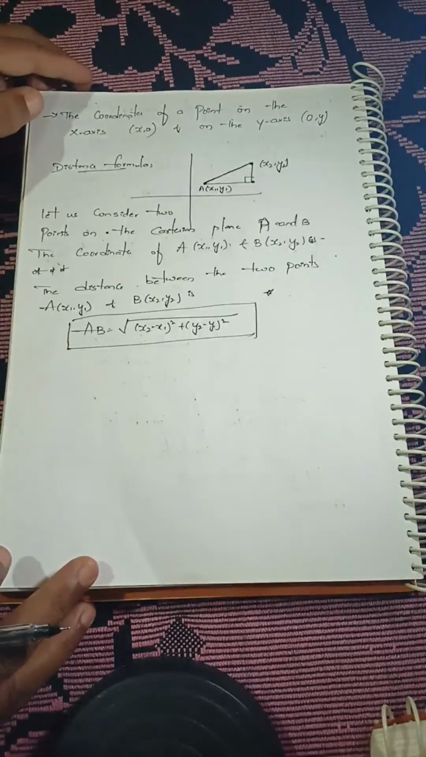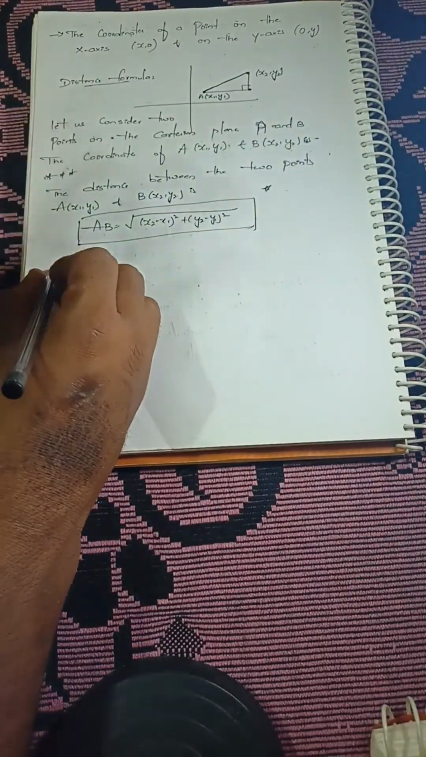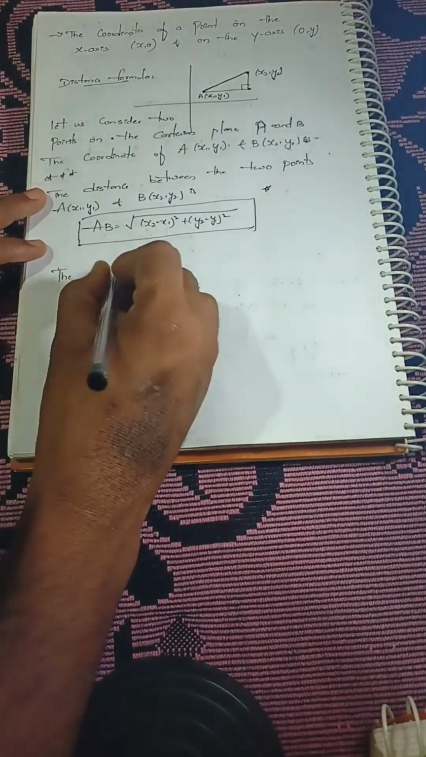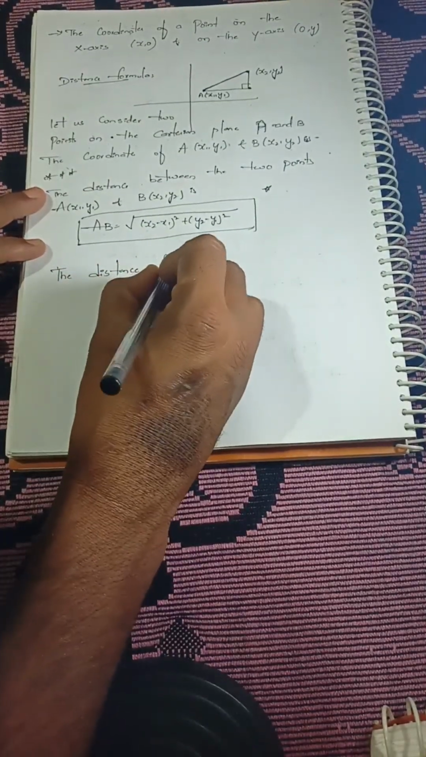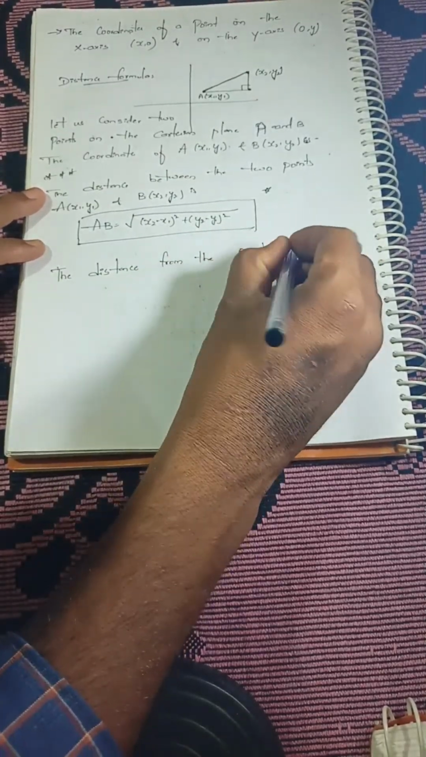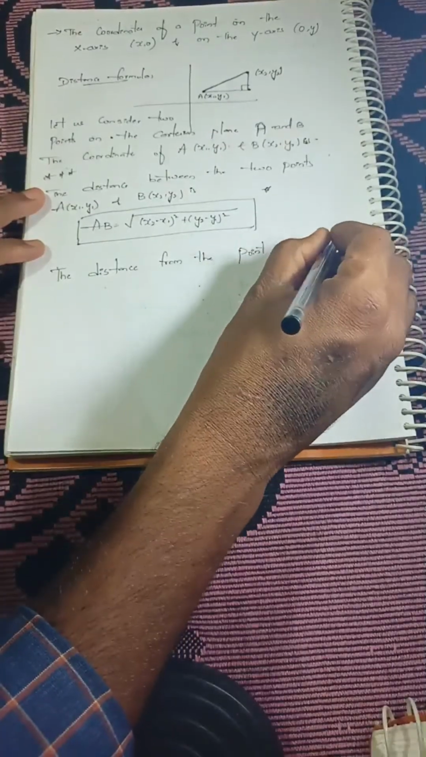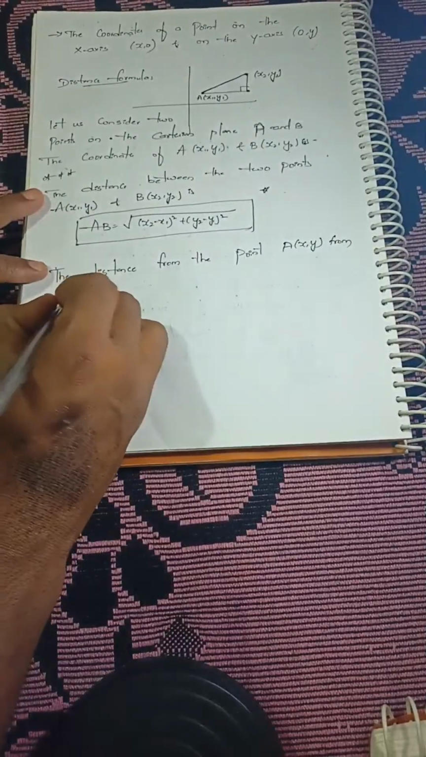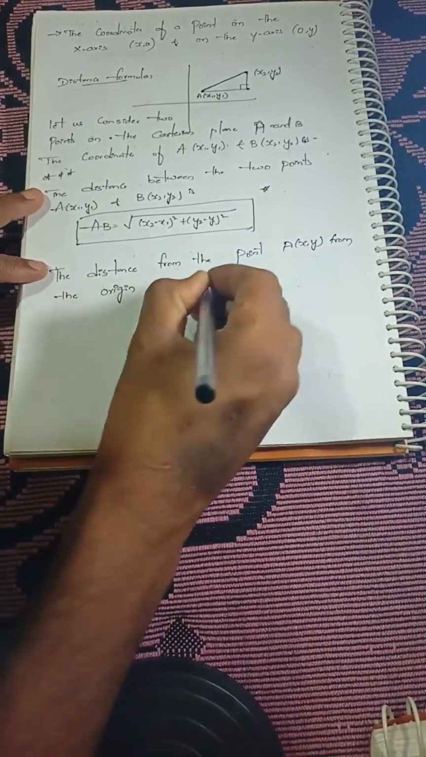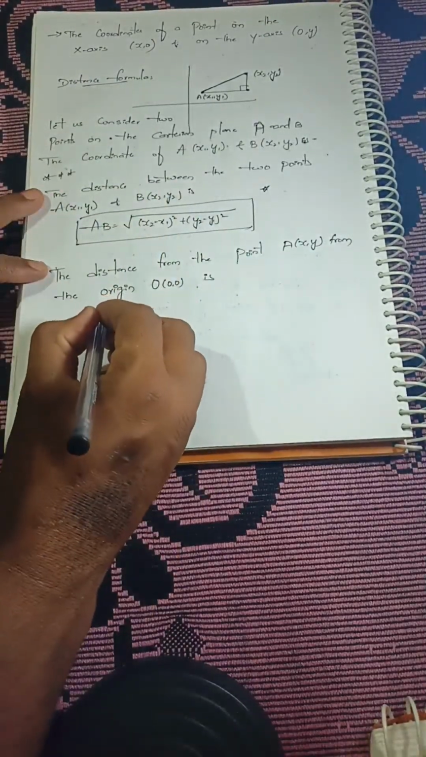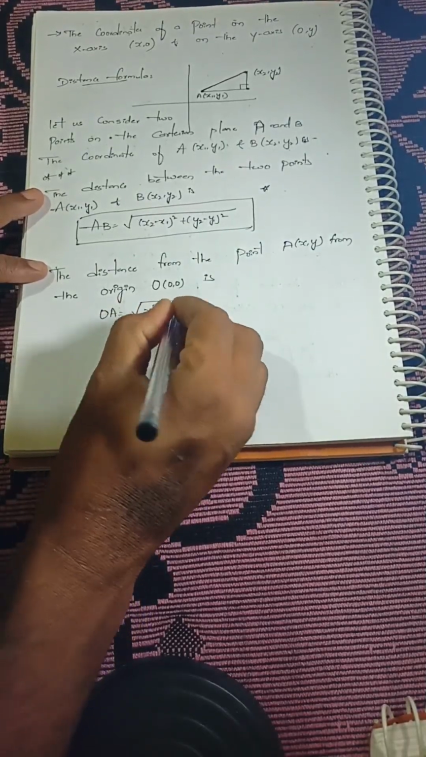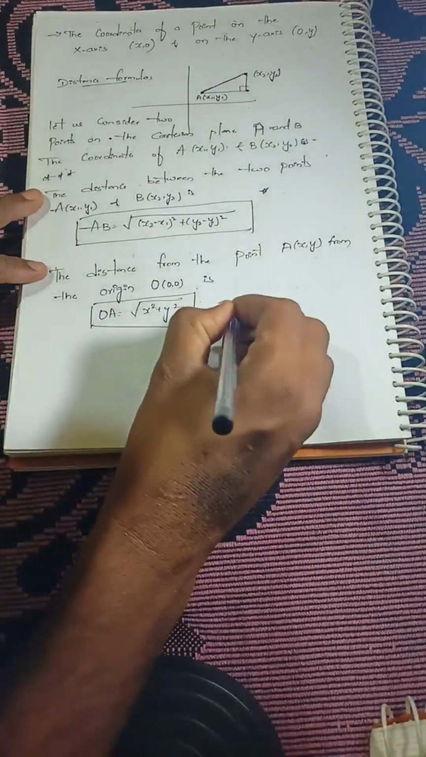And we have one more formula, that is the distance from a point, I am taking x comma y, from the origin. I will write the origin as O (0, 0). Directly we can write the distance between the point and origin, OA, is equal to under root of x square plus y square. This is also something we are going to get for 1 mark.